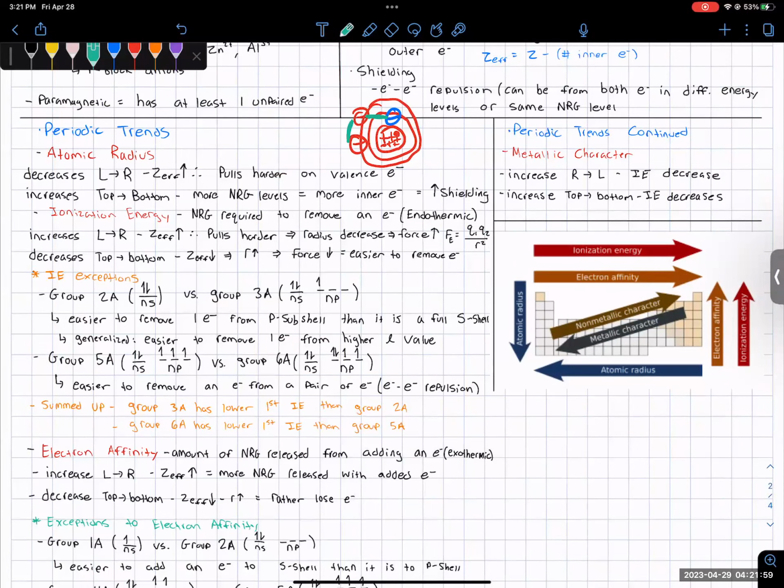All right, ionization energy. Ionization energy, to sum it up, is the energy required to remove an electron from an atom. So it is endothermic. What does that mean about delta H? It's endothermic. It's positive. And it increases from left to right due to, again, effective nuclear charge. Y'all know what that is at this point. And because of the increasing effective nuclear charge, it pulls even harder, so the radius will decrease because of the fact that it pulls harder. We know that the atomic radius decreases from left to right.